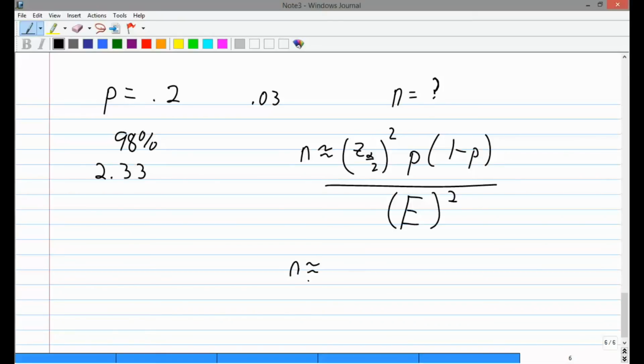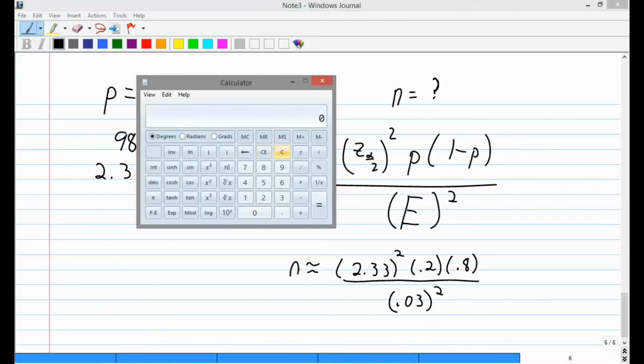So for the sample size, remember we always round these up if we do get a decimal at the end, which we're about guaranteed to have since we have all these decimals. 2.33 squared times 0.2 times 1 minus 0.2, so that's times 0.8, divided by the margin of error, 0.03 squared. So 2.33 squared times 0.2 times 0.8 equals, divided by 0.03, divided by 0.03.